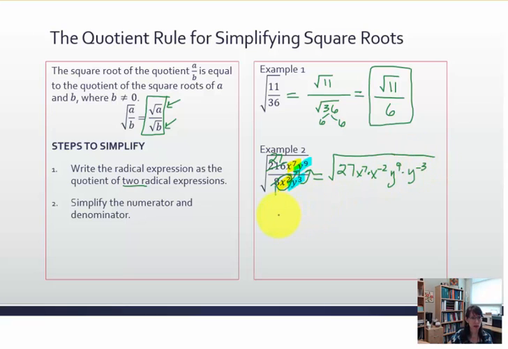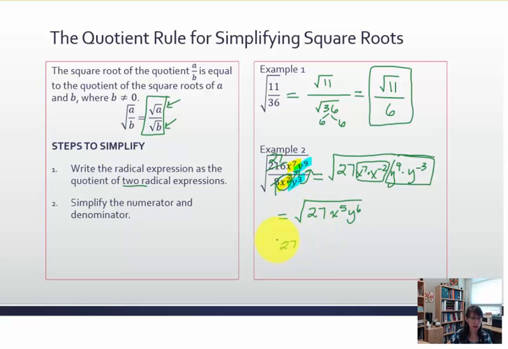So what this looks like now under the radical, we still have 27, but how much x do we actually have? 7 minus 2 would leave 5, so that's x to the 5th. And then for bases of y, we have 9 minus 3 would be 6. So y raised to the power of 6. Now we're ready to work with our problem.